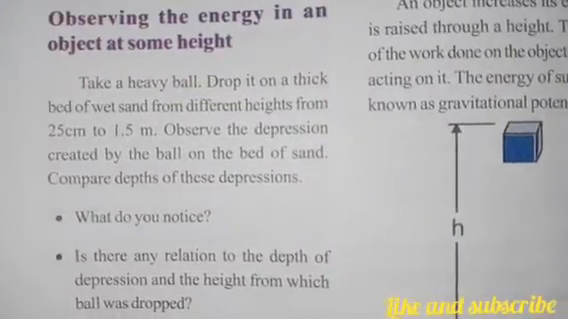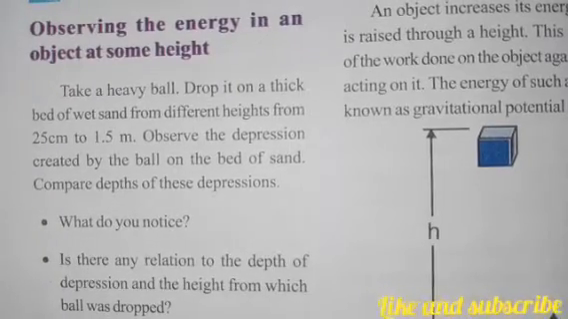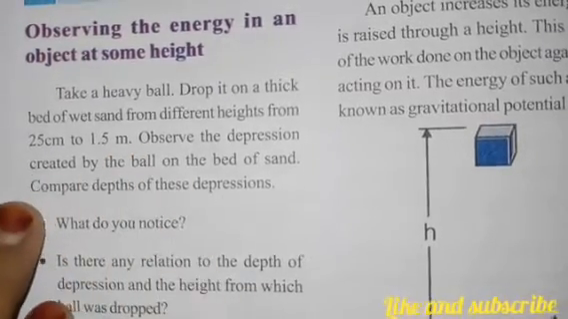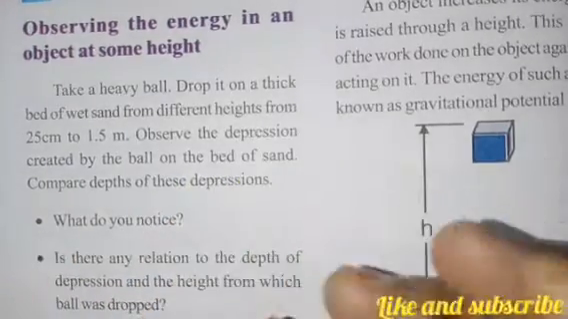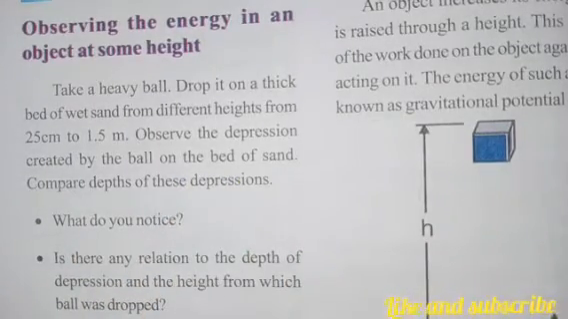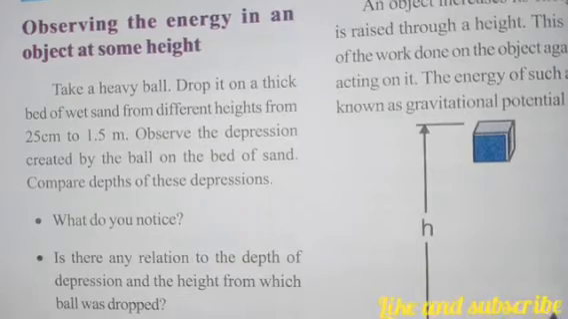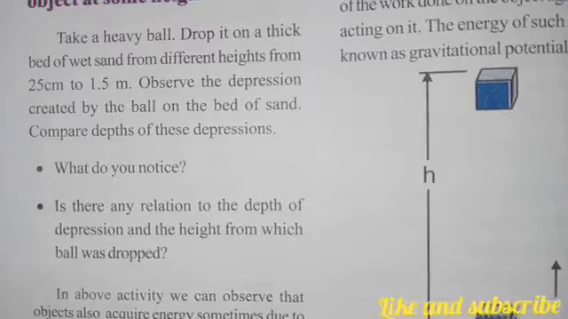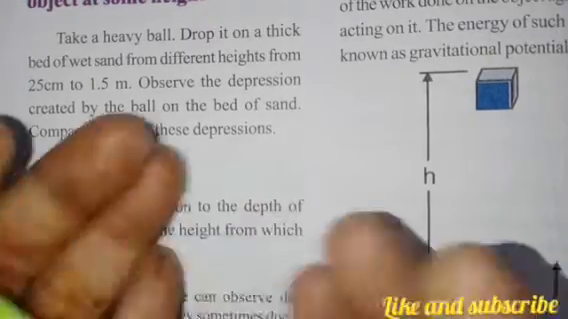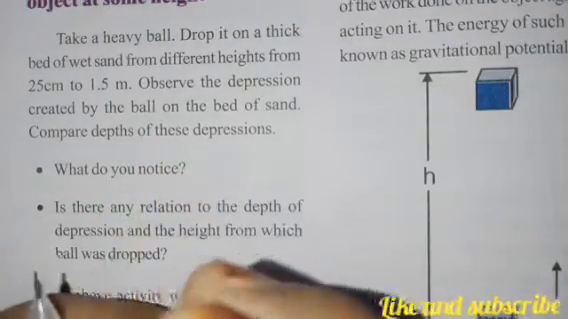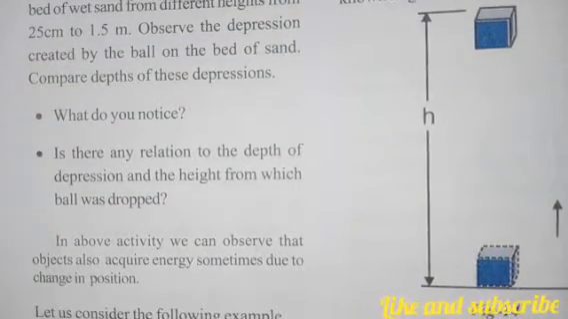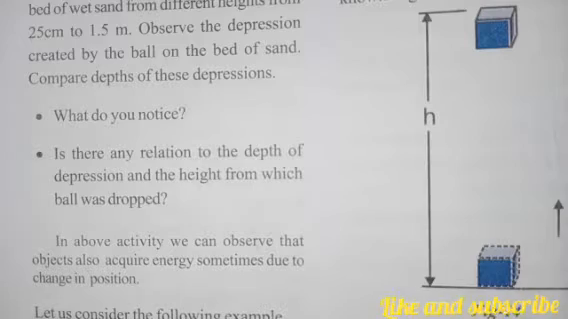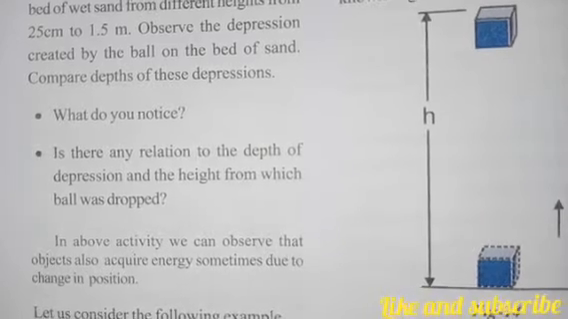Now, observing the energy in an object at some height. We are taking a heavy ball and we are going to drop it on a thick bed of wet sand from different heights, from 25 centimeters to 1.5 meters. We will observe the depression created by the ball. When you throw a heavy object into the sand, we will see what footprints, what marks, what depressions we get back. We can note down those marks and see the readings.